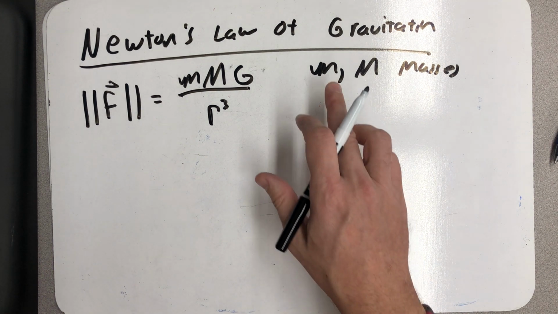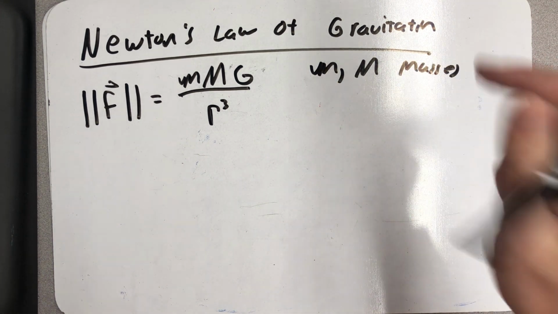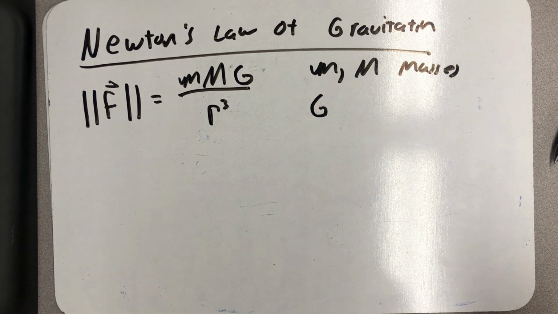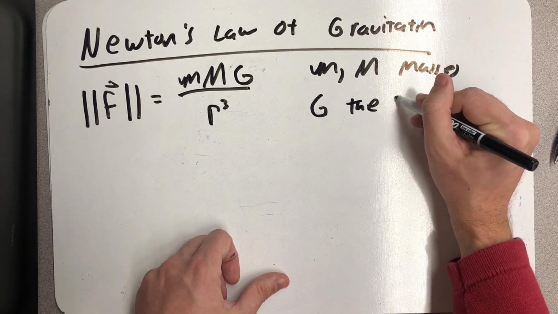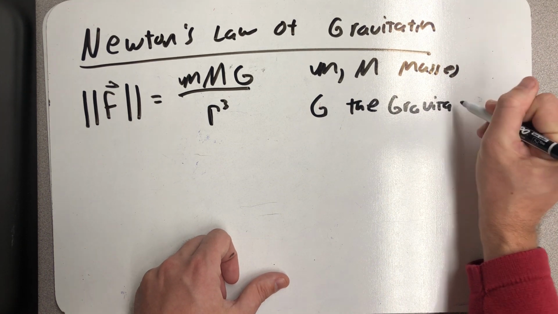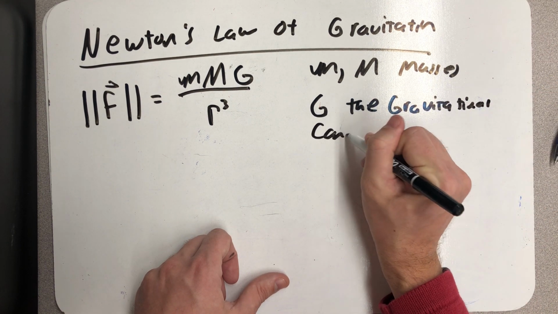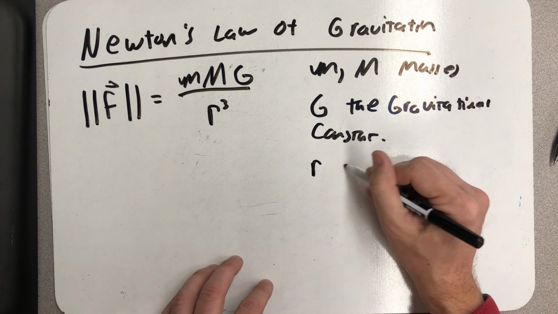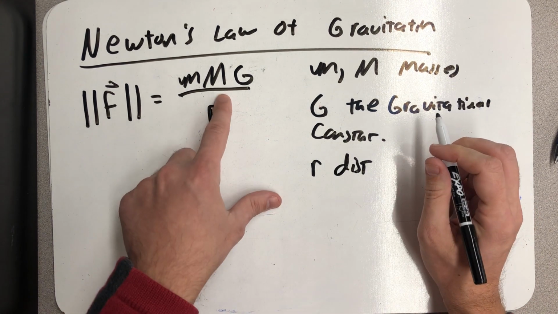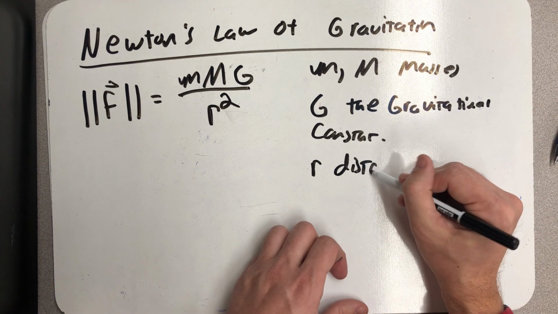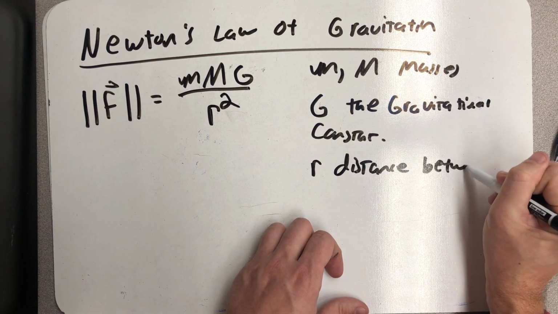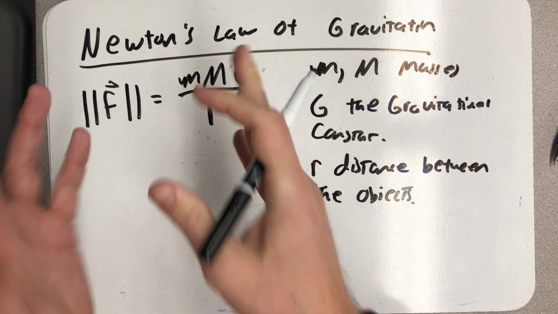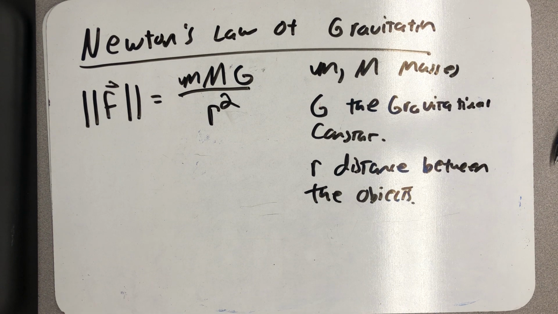So if I think about myself, I would be little m. And if I think about the Earth, it would be big M. G is a constant. It's actually called the gravitational constant. And R is the distance between the two objects. And that should be a square, not a cube. Okay, so this gives me the magnitude of the force, right?